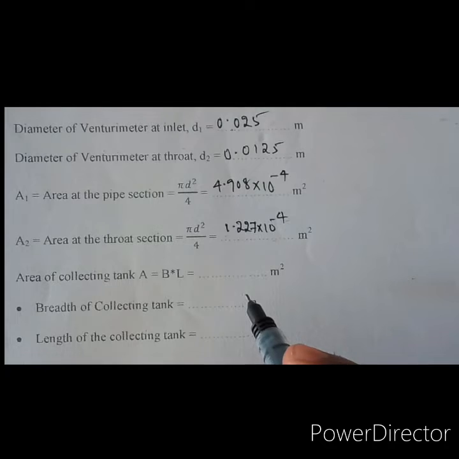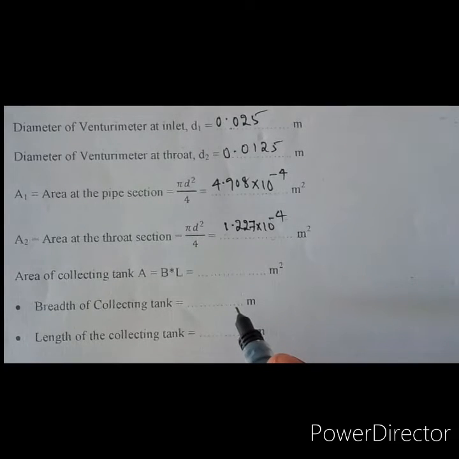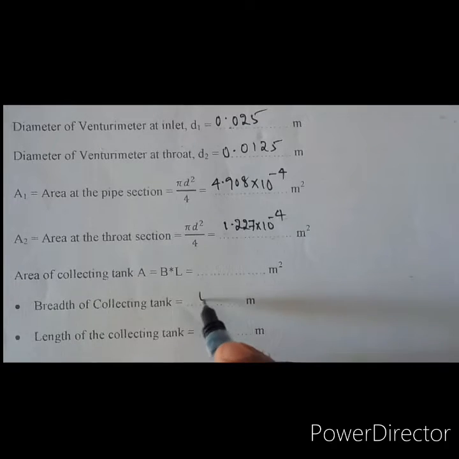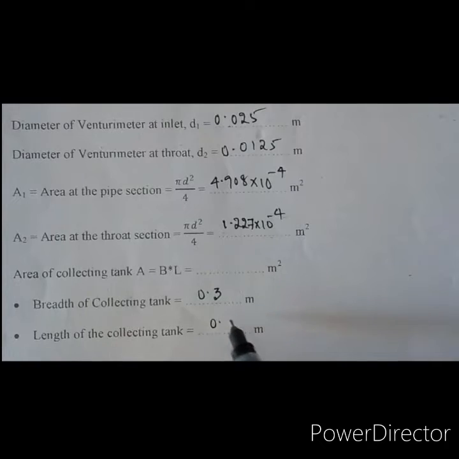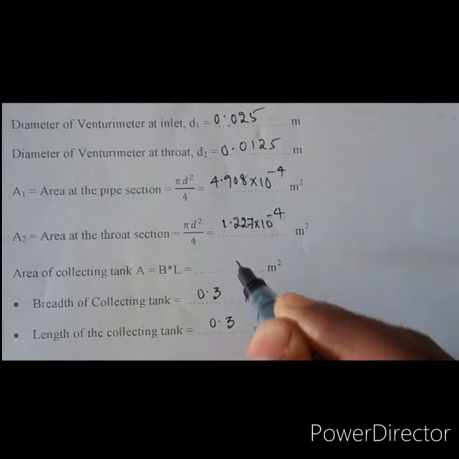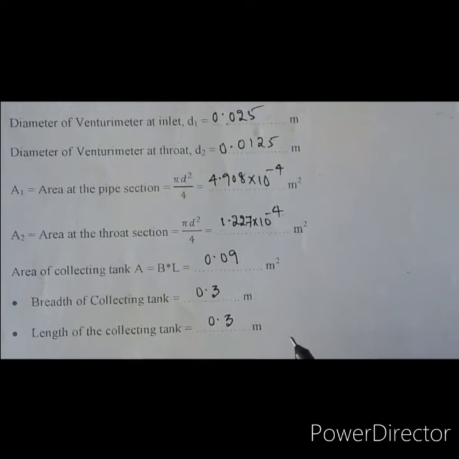Finally, calculate the area of the collecting tank by noting down the breadth and the length of the collecting tank. The breadth of the collecting tank is 0.3 meter and the length of the collecting tank is 0.3 meter. Therefore, the area of the collecting tank is 0.09 meter square.